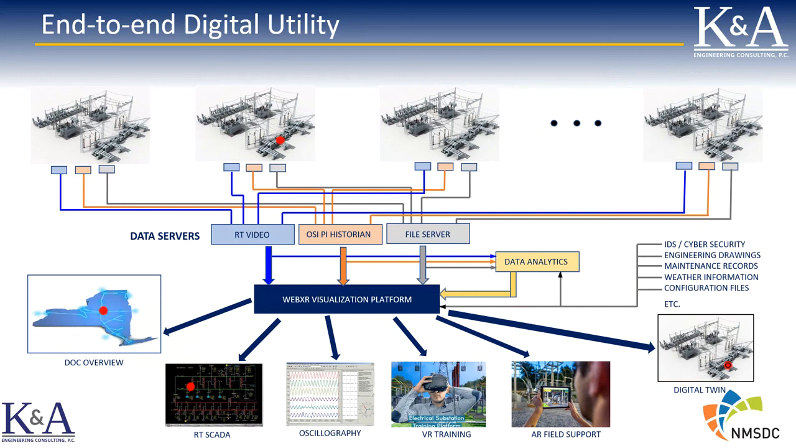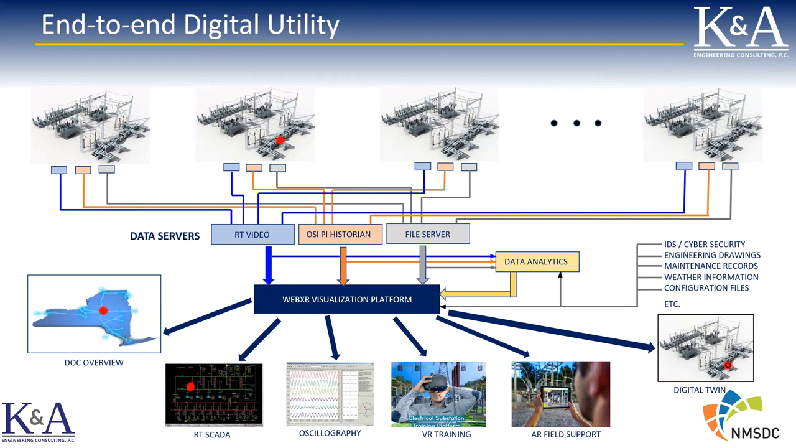So this bank of servers aggregates all the information, and then you can do some pre-processing and send the information forward to a visualization platform. And the visualization platform then gives different users access to the information in the format that's most efficient and most usable for them.